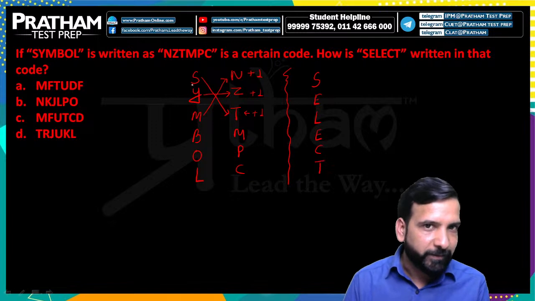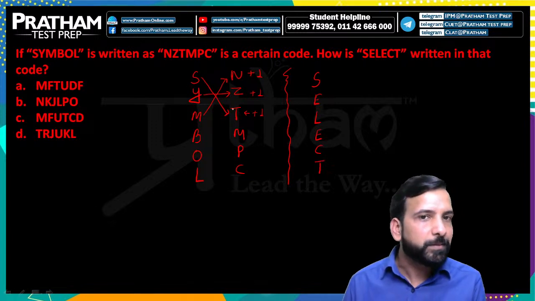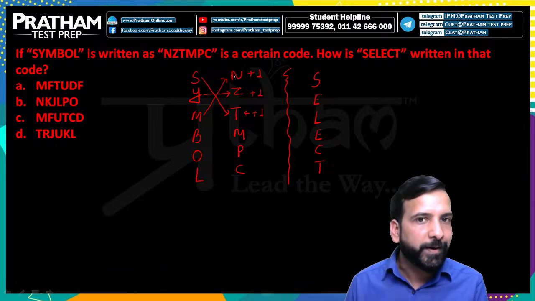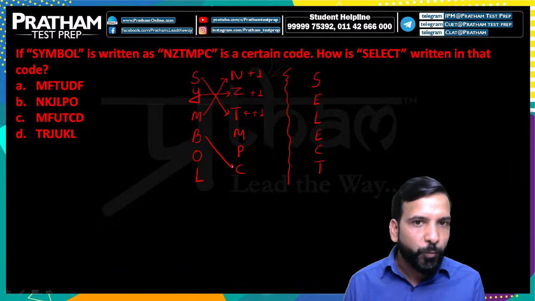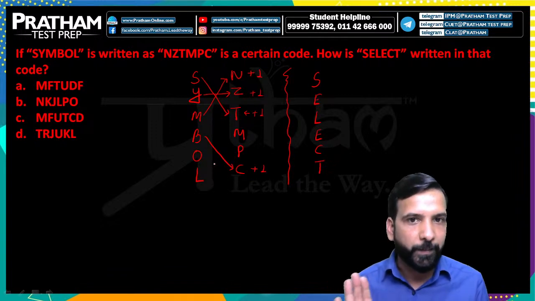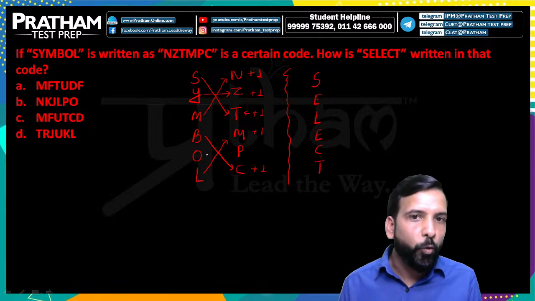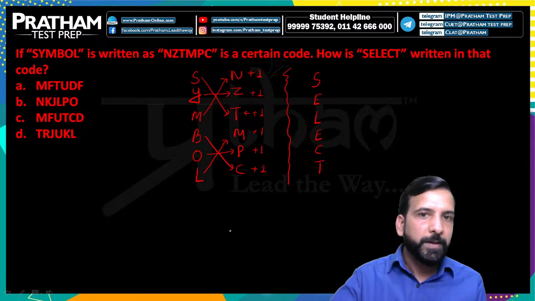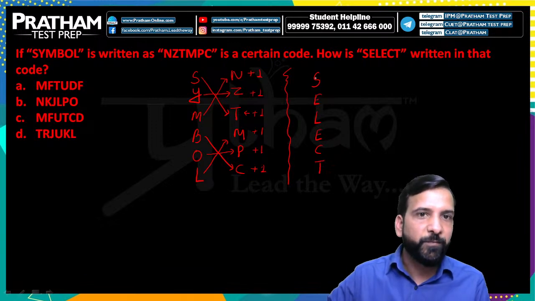Jumbling plus pattern. We have to apply the pattern and also jumble the letters. S +1 is T, M +1 is N, Y +1 is Z. Similarly, B +1 is C, and this pattern is very common for your exam, right? L +1 is M, and what about O +1? That is P. Every time it is jumbling plus +1, which means one step forward, right? Do the same with the letters.